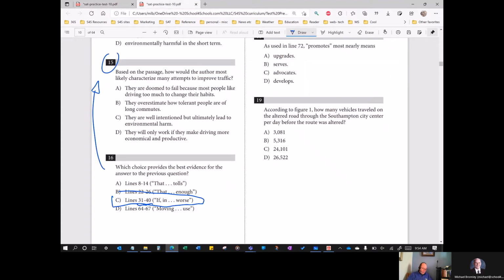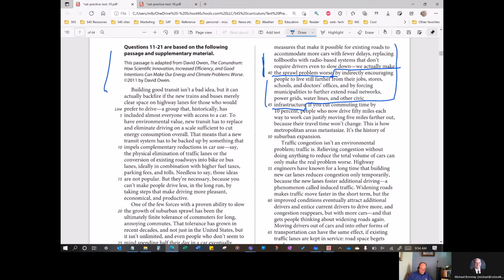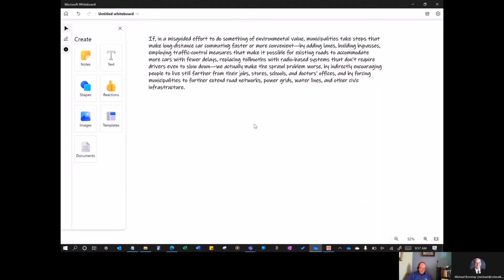Okay, so we're looking for how would the author most likely characterize many attempts to improve traffic? Let's break the sentence down. So I'm going to put this on a whiteboard, and I'm going to take the sentence that we're looking at here, which is a very long sentence. Okay, here's our long sentence. Here it goes. Wow, that's a lot. It's a complex sentence. It's not a really complicated idea, but all these words just get in the way of us. So let's get rid of the noise.